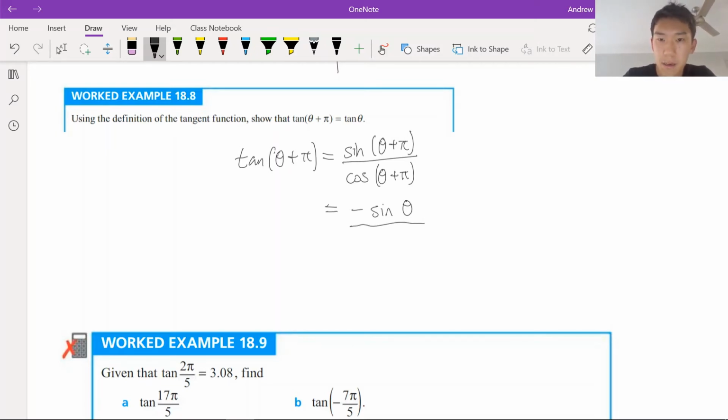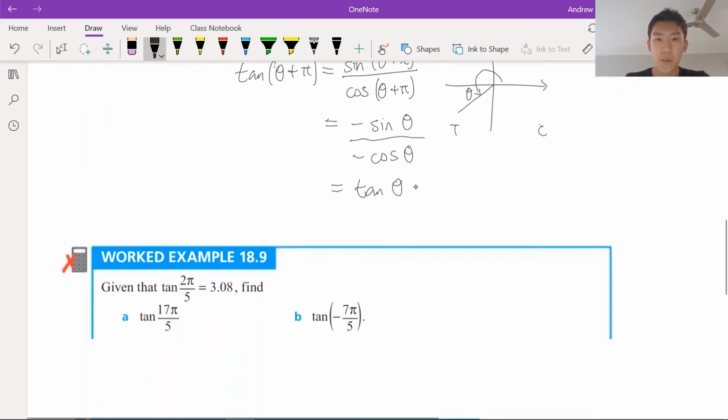And then, if I draw a diagram up, if we have pi plus theta, we're here. That means this angle with the x-axis is theta. In this quadrant, both sine and cos are negative, right? So negative sine theta over negative cos theta. Two negatives make a positive when we divide them, so therefore it equals tan theta. And we're done. All right, let's move on.